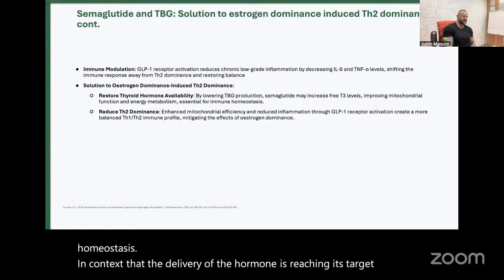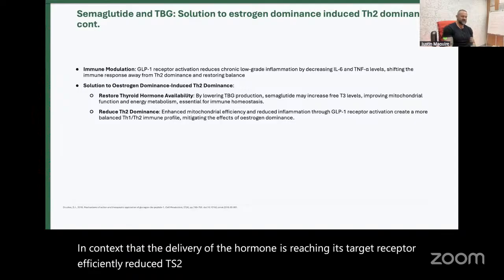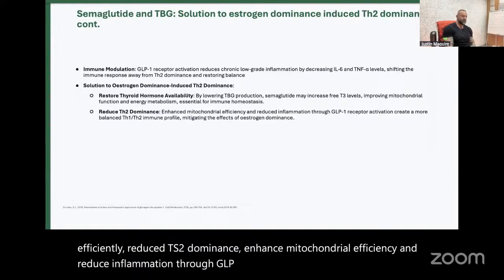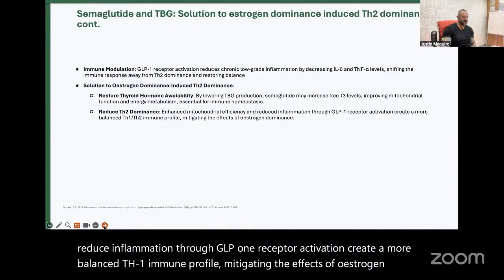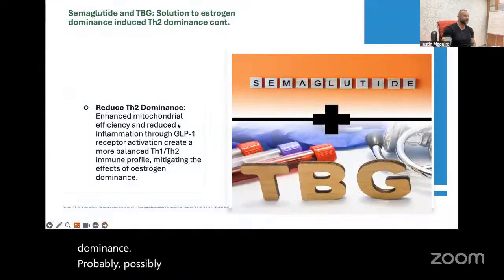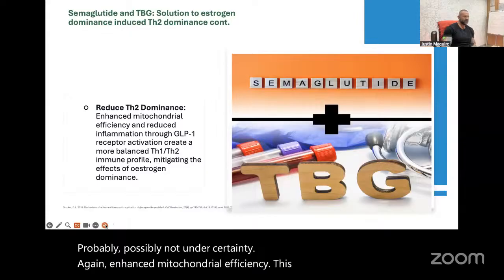Reduce Th2 dominance, enhance mitochondrial efficiency, and reduce inflammation through GLP-1 receptor activation, creating a more balanced Th1, Th2 immune profile, mitigating the effects of estrogen dominance. Probably, possibly, not under certainty. Again, enhanced mitochondrial efficiency. This is reiterating what I mentioned before.